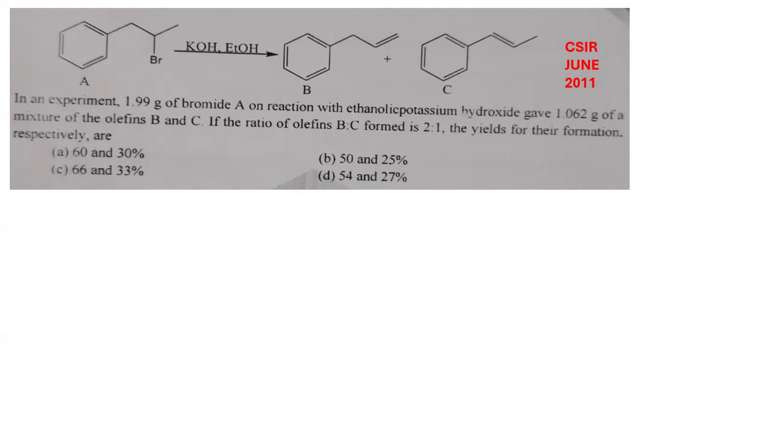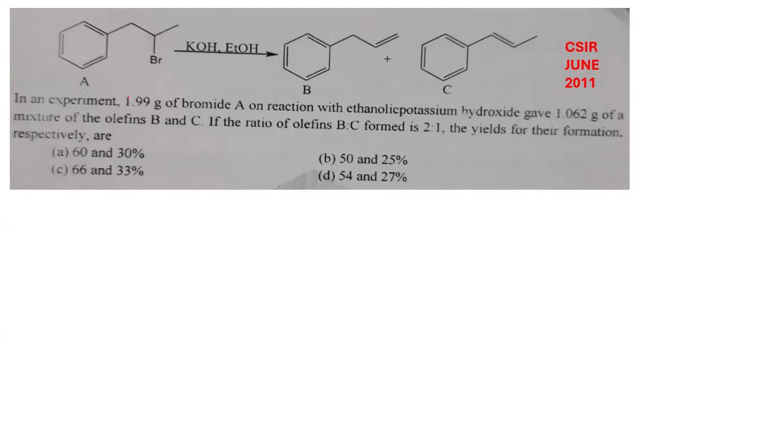First let us read down this question. In an experiment, 1.99 gram of bromide A on reaction with ethanolic potassium hydroxide gave 1.062 gram of a mixture of the olefins B and C. If the ratio of the olefins B is to C formed is 2:1, the yields for their formation are.